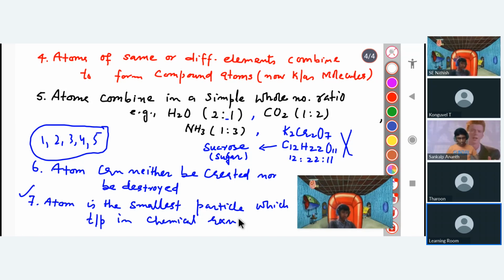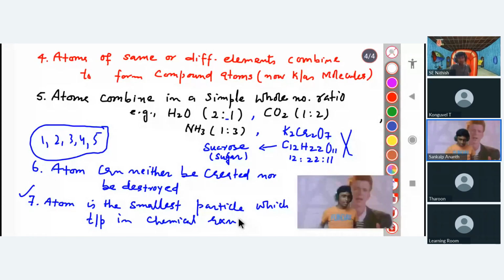Then, sir, we will see the limitations. So have you all noted it as 7, right? Sir, how can he say, sir? I don't get it. He just said that atoms of same or different elements combine to form compound atoms, and now he says atoms can neither be created nor be destroyed. He just said that elements can combine to form compound atom.